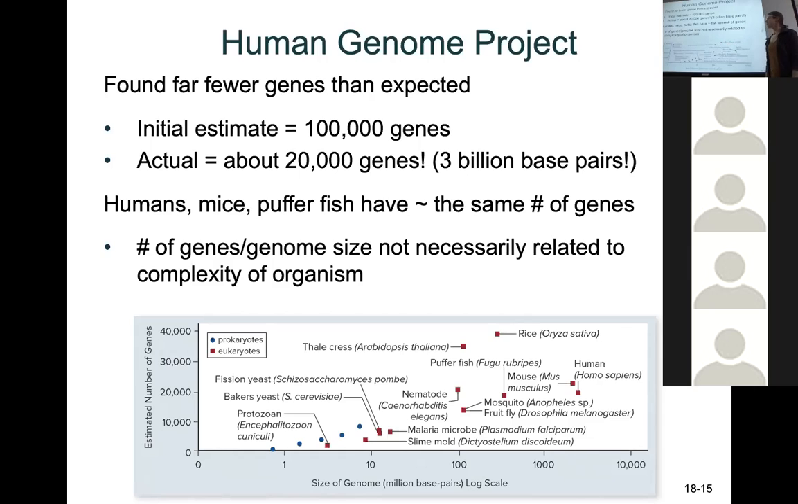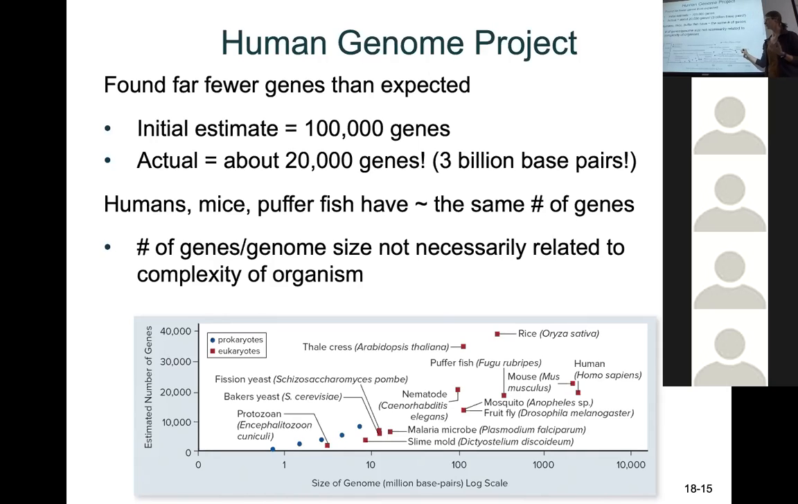But 20,000 genes. And it turns out that's about the same number of genes that mice and pufferfish have as well. So among probably other species that they've sequenced since then. So we have the same number of genes as a mouse and as a pufferfish. And some simpler organisms have far more genes than we have.